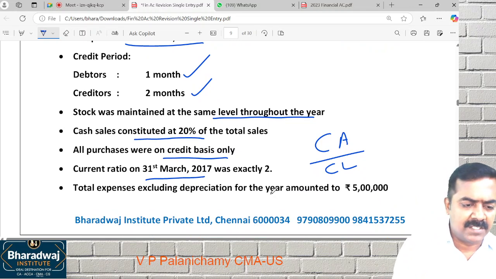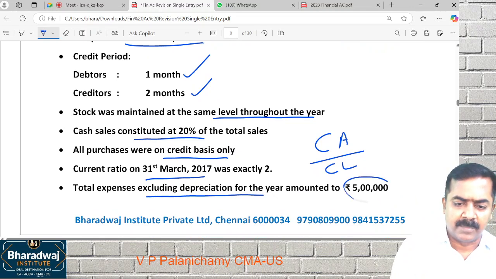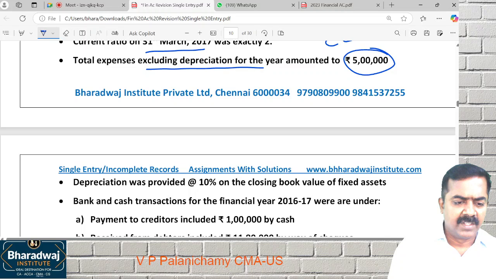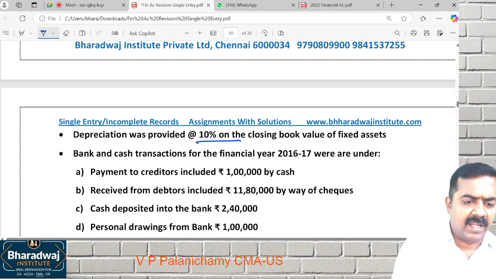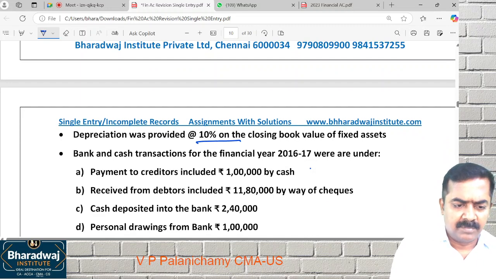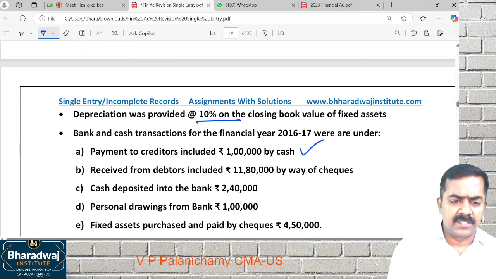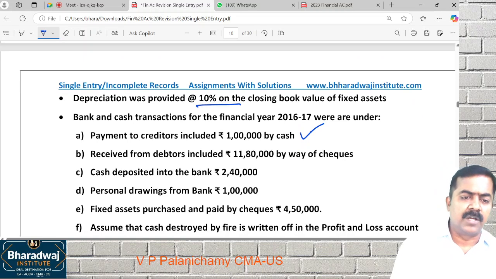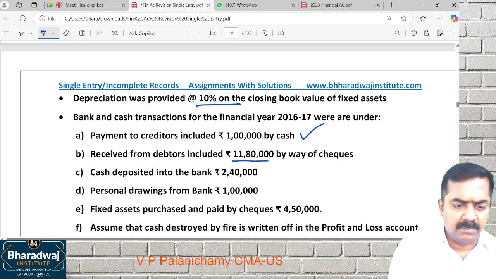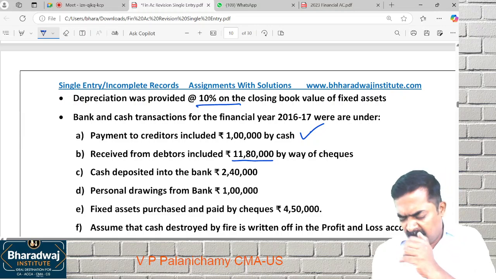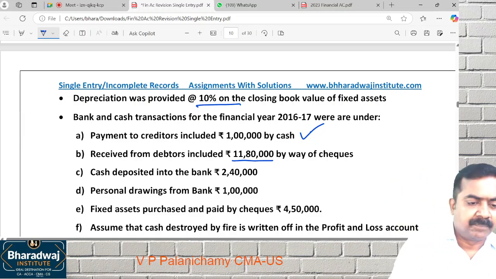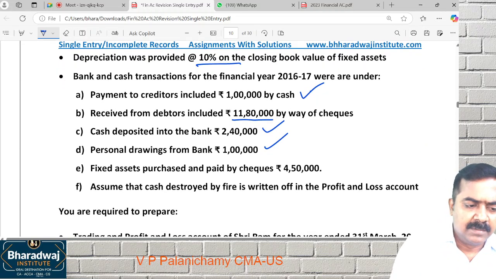Total expenses excluding depreciation for the year amounted to 5 lakh. Depreciation is 10% on the closing value of fixed asset. Bank and cash transactions: payment to creditors included 1 lakh by cash. Receipt from debtors included 11 lakh 80,000 by cheques. Cash deposit is given. Personal drawings from bank are given. Fixed asset purchased was paid by cheque.